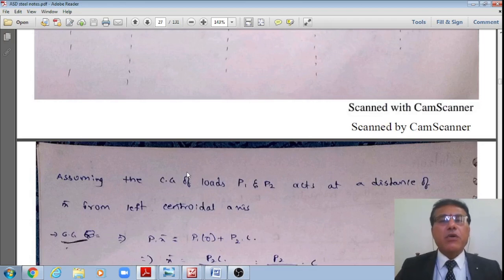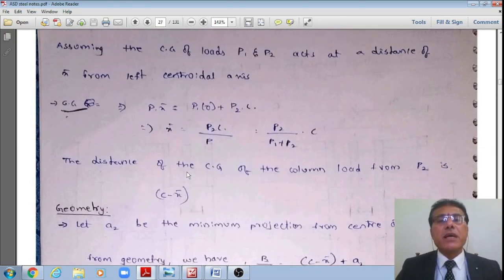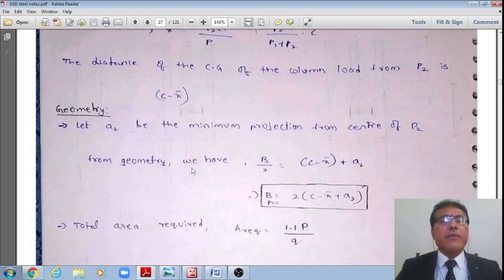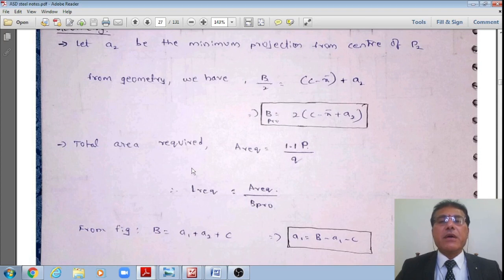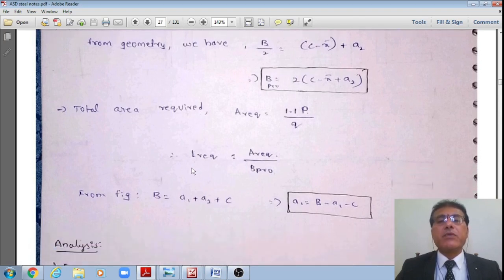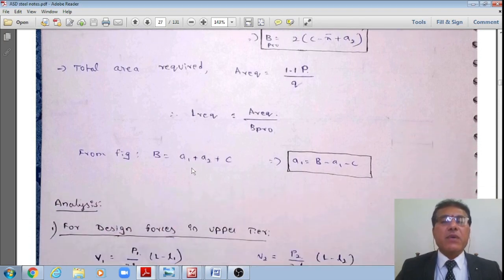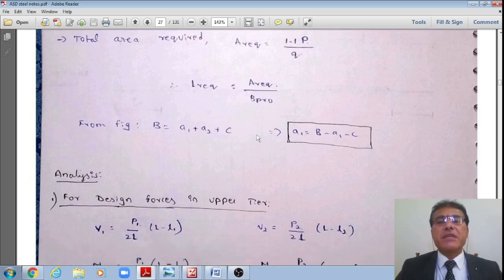And even how to proportion this, I already told that x bar is equal to P2 divided by P1 plus P2 multiplied by C. Once after getting this, now I'll find out the width of the foundation given by this formula: B is equal to 2 multiplied by (C minus x bar plus A2). And then the length required is the area required divided by B provided, whereas area required is equal to 1.1 multiplied by the total load divided by the safe bearing capacity of the soil.